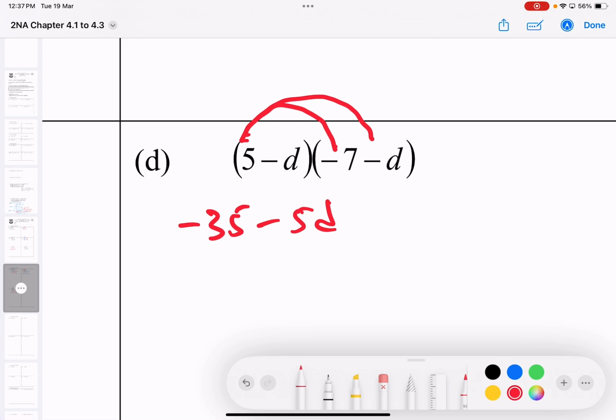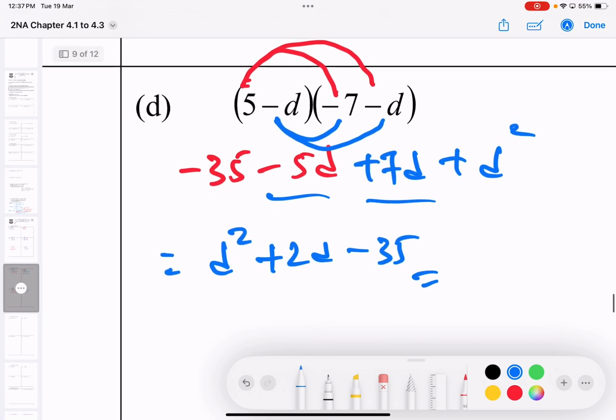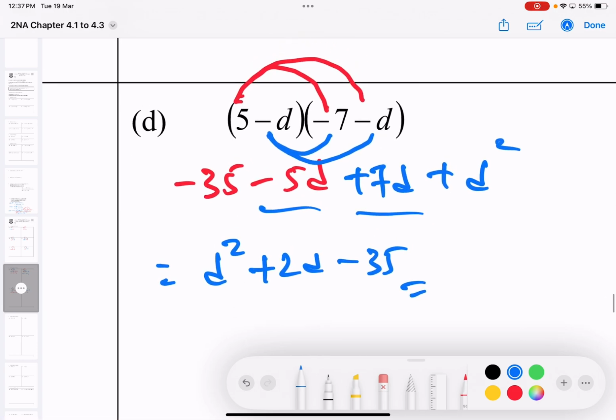now look at the second one. So I do the second one. Negative d times negative 7 is plus 7d. Negative times negative is positive. Negative times negative again, positive d squared. Combine the like terms. I'm going to get d squared plus 2d minus 35. So I combine all the like terms. This is my final answer.